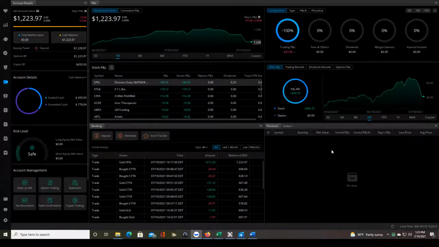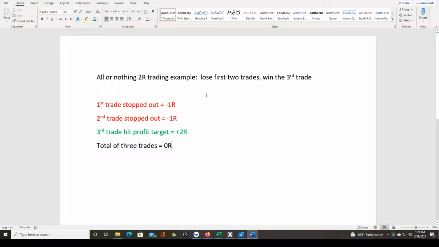I took 3 trades this morning right at the market open. The first 2 trades stopped me out. The third trade hit my 2-hour profit target. So that means that I am break even for the day on my day trades. And I just want to show you a quick example of how that works with all or nothing 2-hour trading.